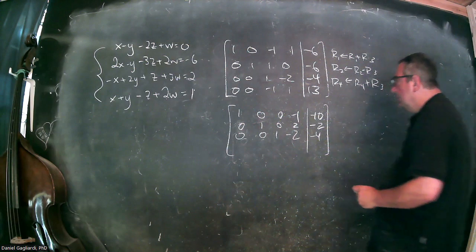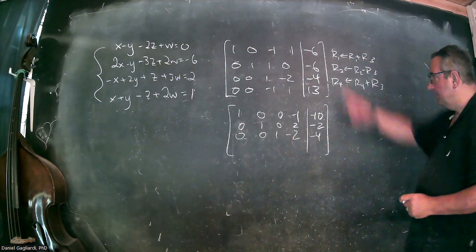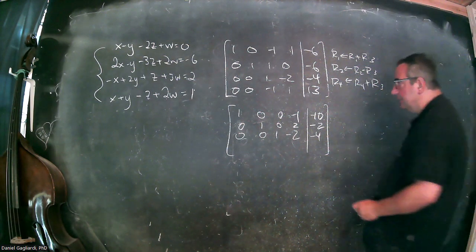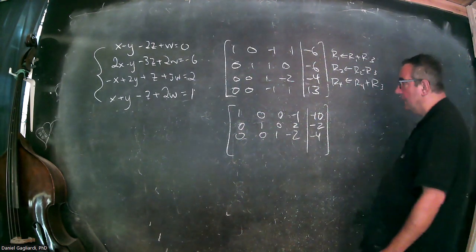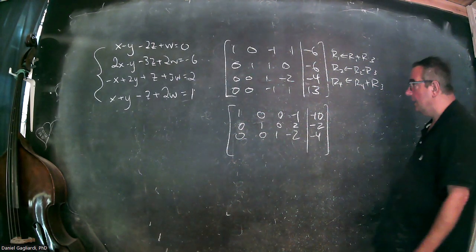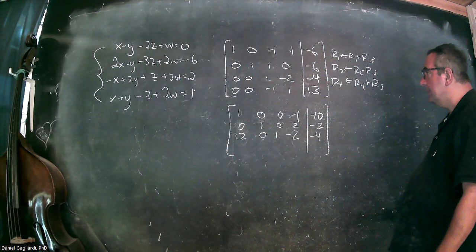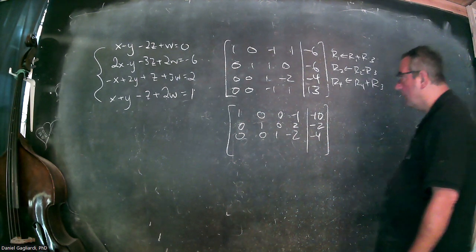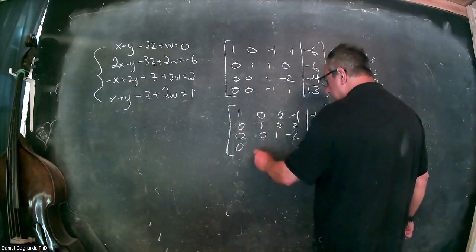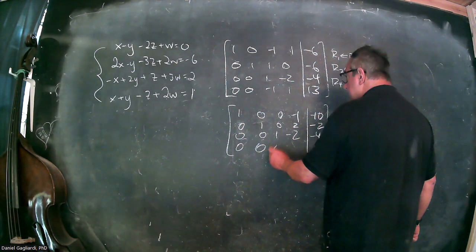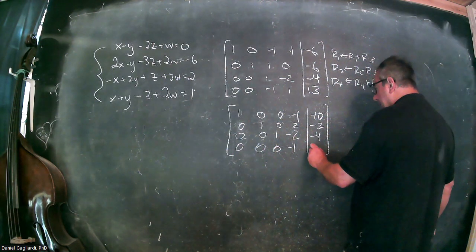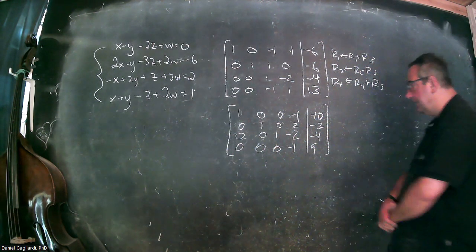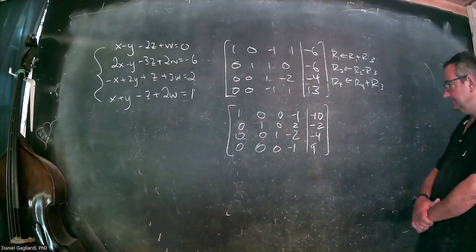All right. 6 minus negative 4 is negative 2. Good. Now, finally, for this cluster of operations, I'll add row 3 to row 4, right? So 0, 0, 0, okay, negative 1, 9. All right? Good. So we're getting there.